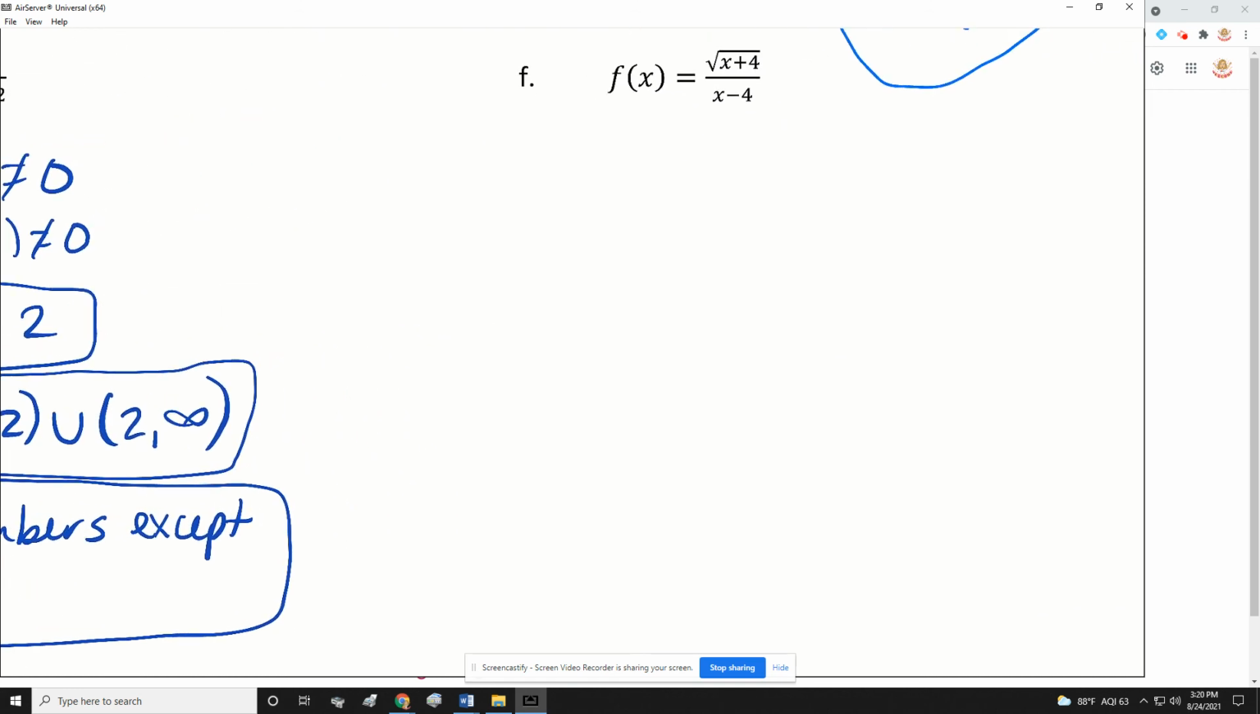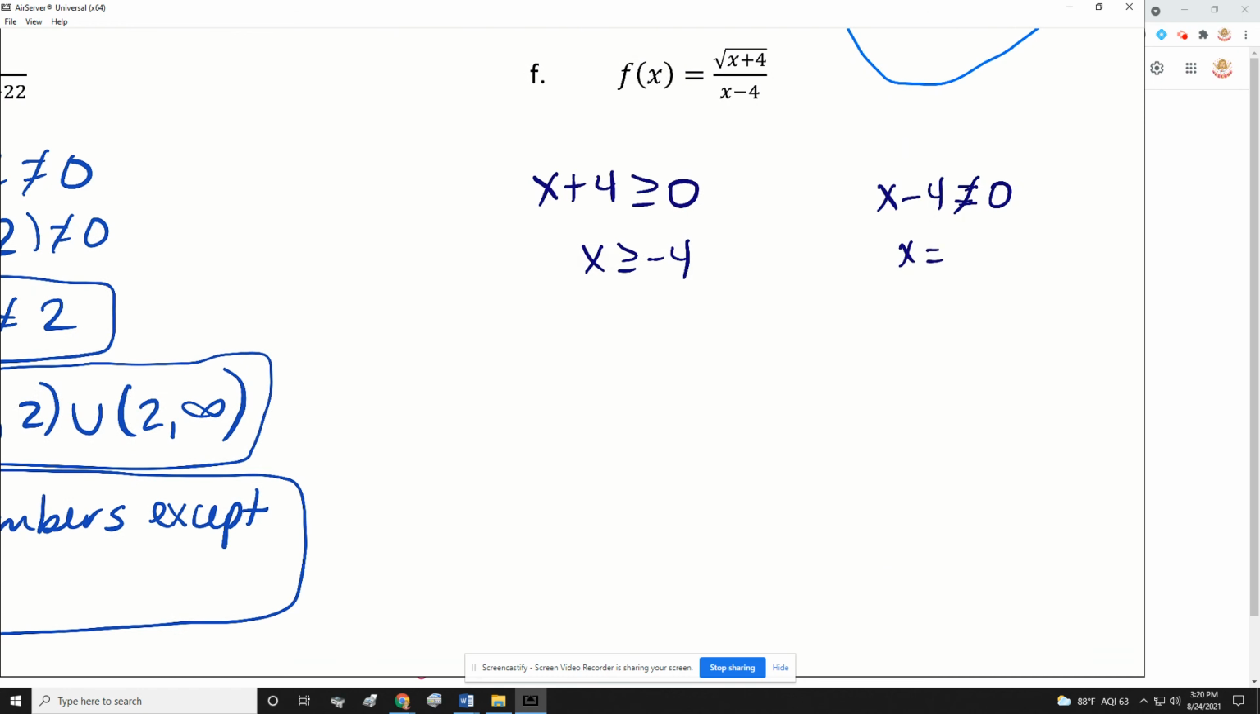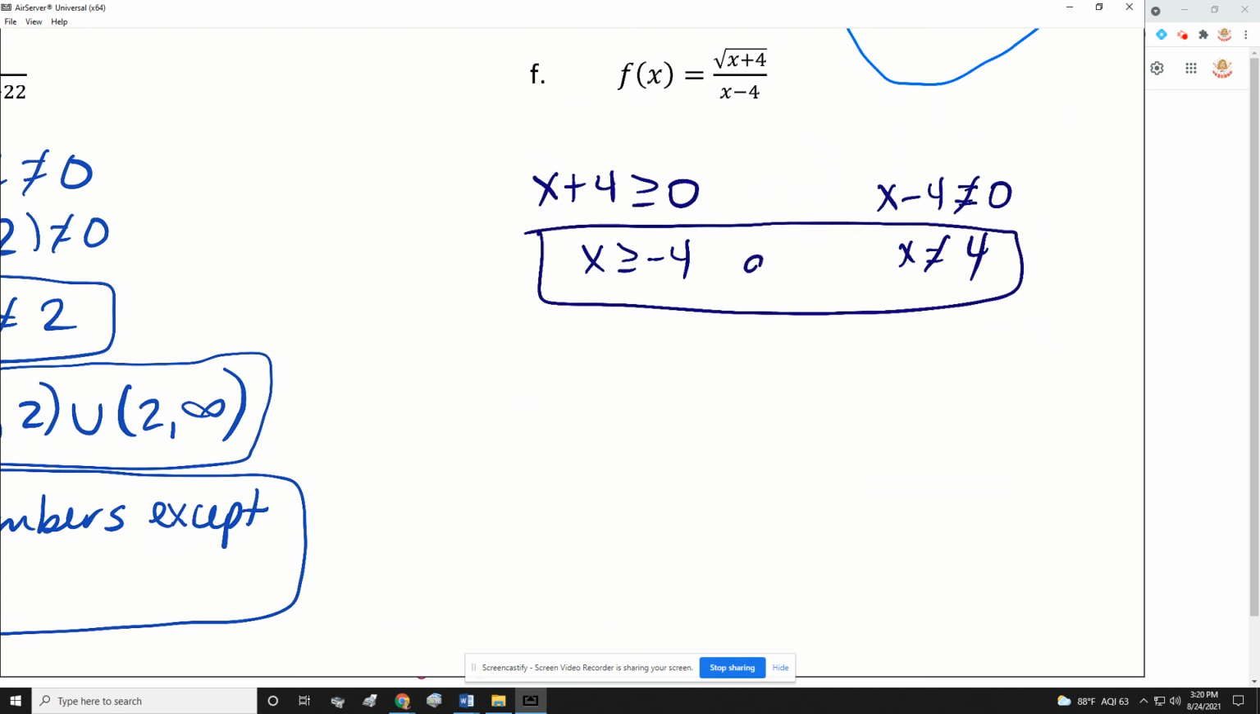Okay. And then on this last one, we actually have two issues. So our numerator issue is that we have that square root and that x plus 4 must be greater than or equal to 0. Our denominator issue is that x minus 4 cannot equal 0. And so we're just going to solve these separately. So I know that x has to be greater than or equal to negative 4, and I know x cannot equal positive 4. So we would probably want to stick an and in here to describe your domain. That's fine.